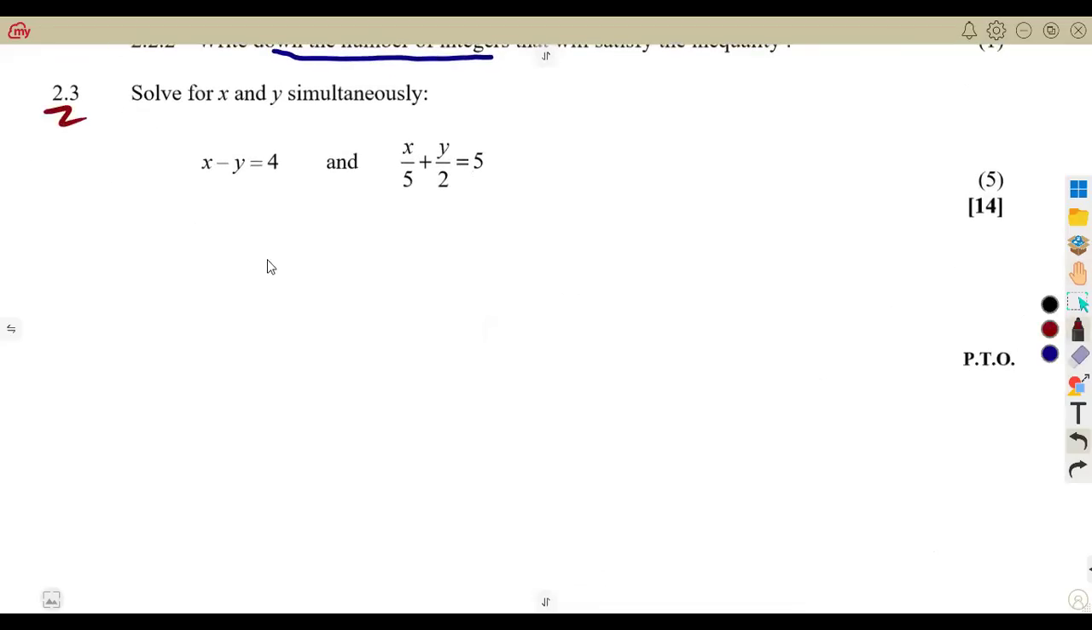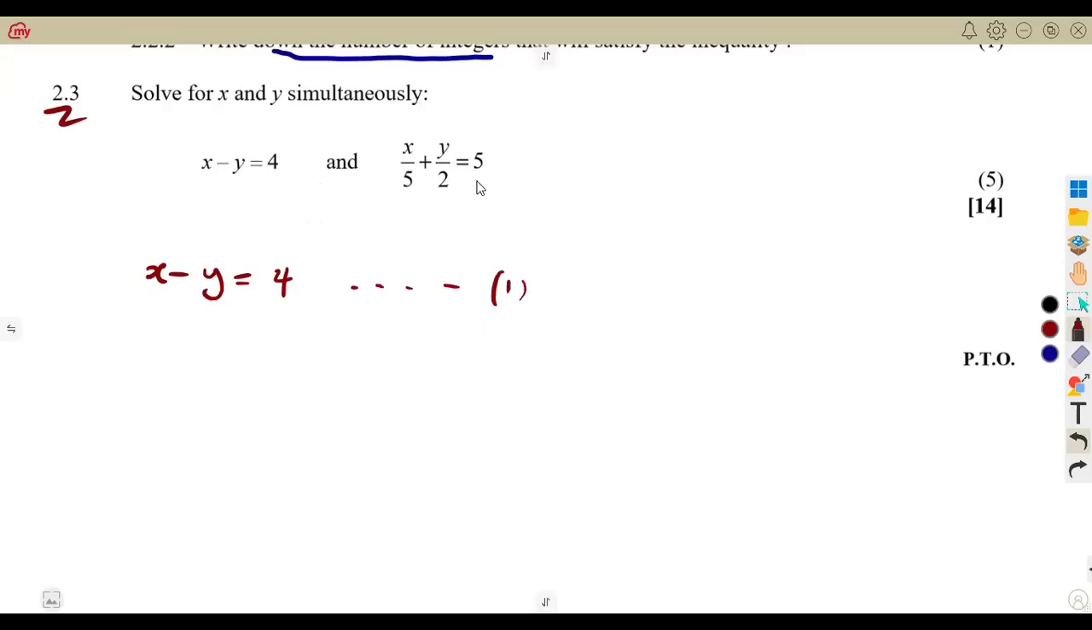On 2.2, on 2.3, solve for x and y simultaneously. That's a simultaneous equation. Depending on the method that you want, is it going to be elimination? Is it going to be substitution? Whatever method that you want. But it will be easier that you work with the normal terms, not the fractions that you're given there. So that's our first equation.